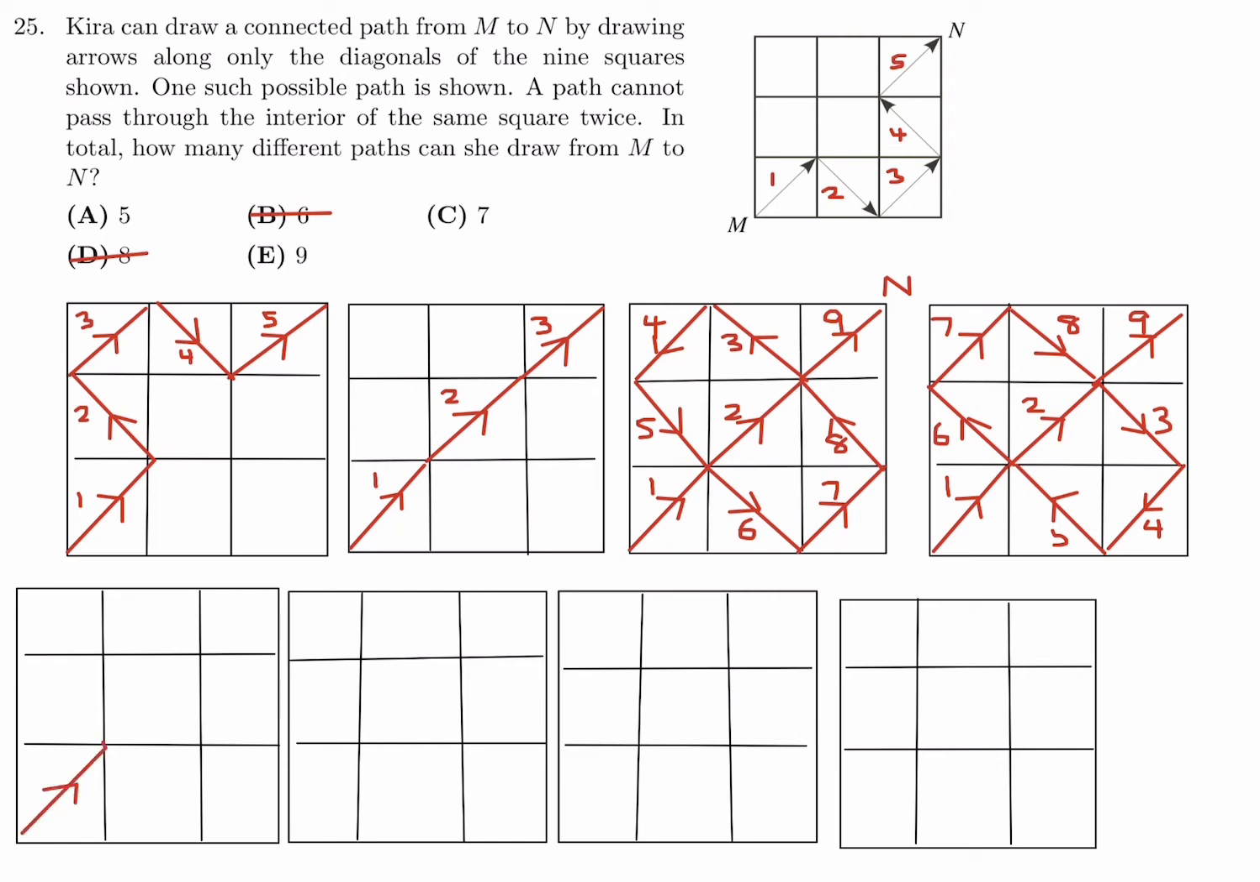And I can go this way. So that will be 2. And then therefore this will be 3. And then 4, 5, and then 6, 7, 8, and then 9 back here. So let's label that one. So 1, 2, 3, 4, 5, 6, 7, 8, 9.